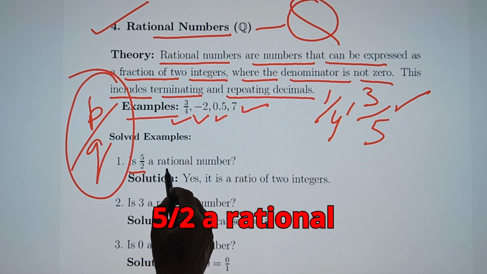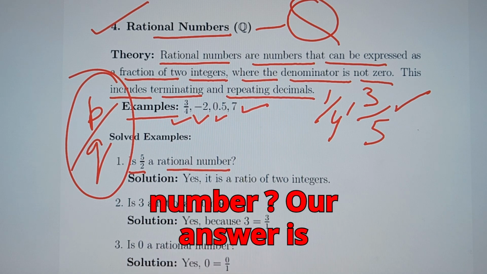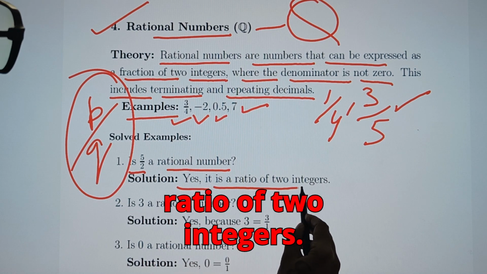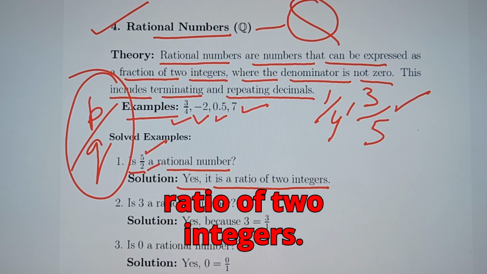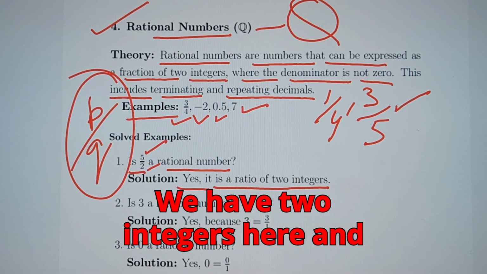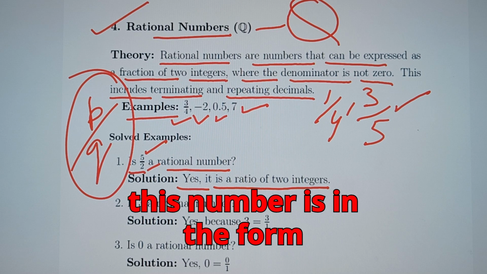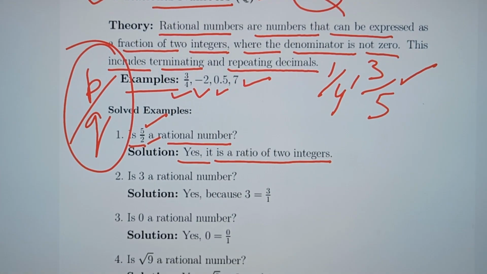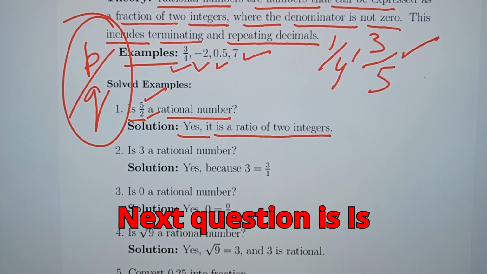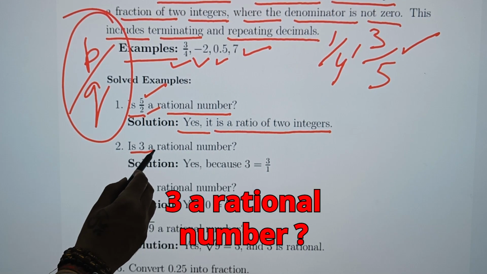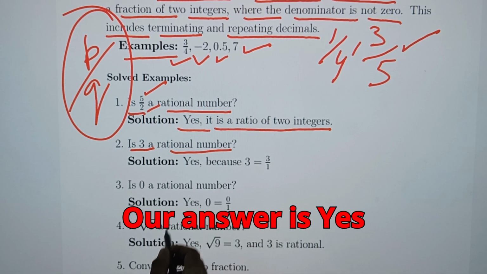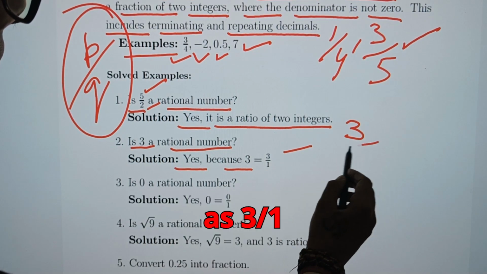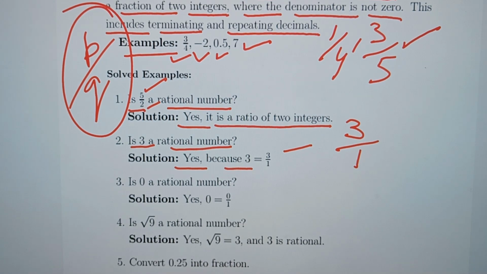Is 5 by 2 a rational number? Our answer is yes, because it is a ratio of two integers. We have two integers here, and this number is in the form of P upon Q. Next question: is 3 a rational number? Our answer is yes, because 3 can be written as 3 upon 1.